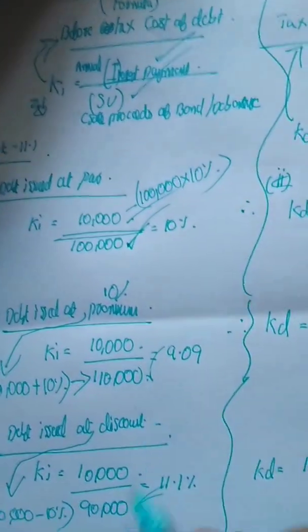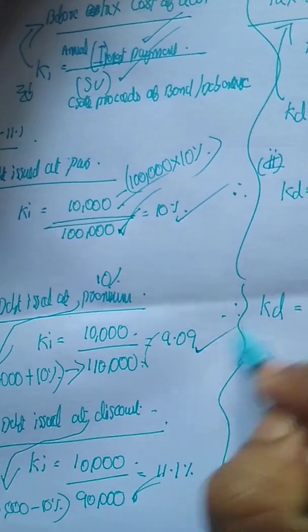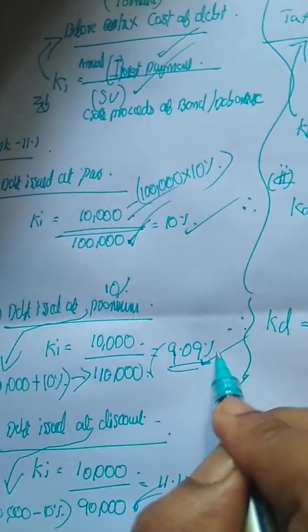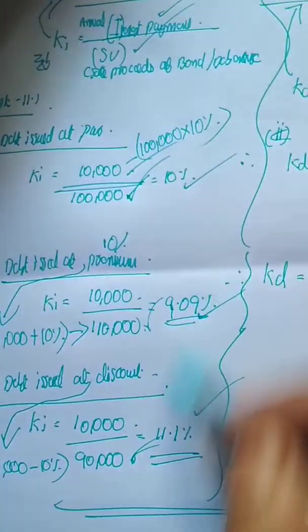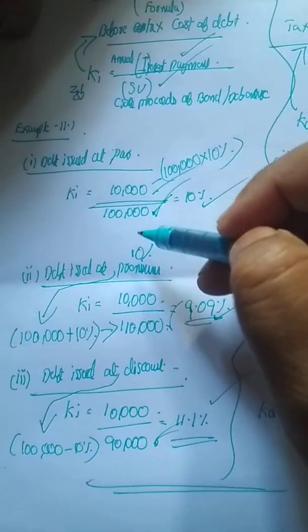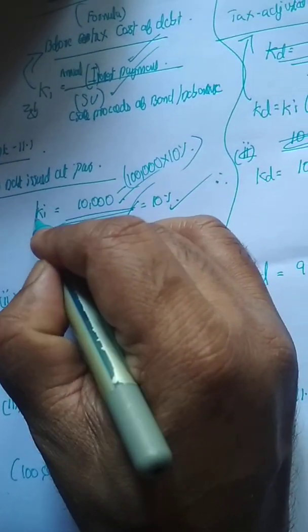So everything we have done like that. We got 10% if it is at par, as cost of debt. If it is issued at premium, we got 9.9% as cost of debt. At discount, we got 11.1% by directly applying the formula: annual interest payment divided by sale proceeds of debenture or bond. See, there is a small equation change here.